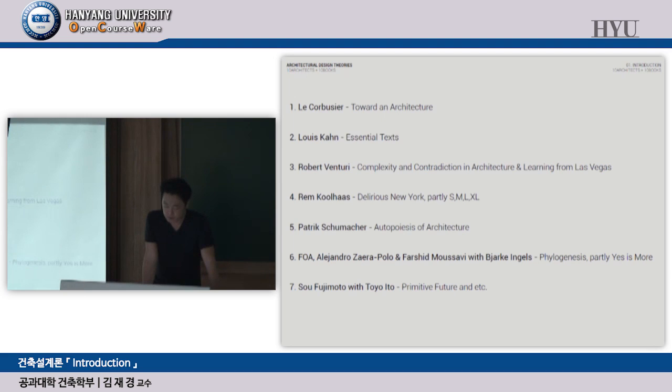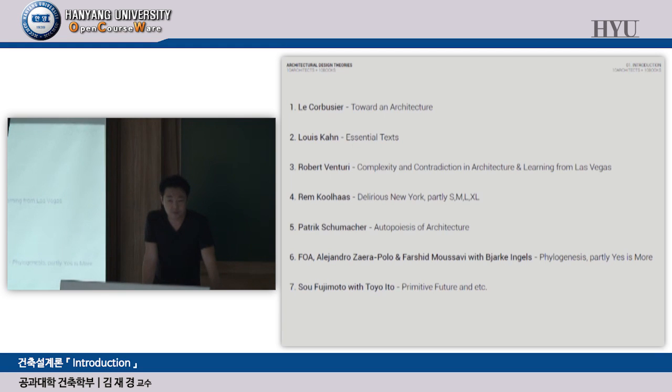Rem Koolhaas has the famous Delirious New York, and we're also going to look at Small, Medium, Large, Extra Large partly. And Patrick Schumacher has a book about computation in architecture and parametricism too. FOA has Phylogenesis, and also Byarke Ingels. I think it was published not less than 10 years ago, and it's also a good book.